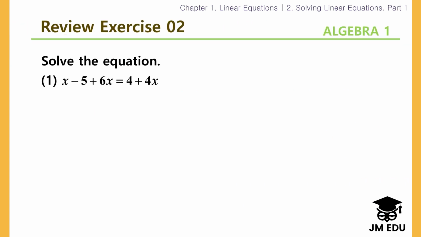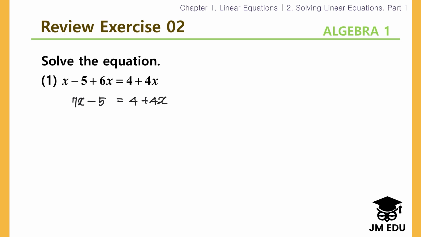Okay, review exercise number 2. We will deal with multi-step linear equations. For number 1, we have x minus 5 plus 6x is equal to 4 plus 4x. On the left hand side, we have like terms. We have 2 x terms. So we will simplify these 2 terms first. So x plus 6x, that's 7x, and we have minus 5 is equal to 4 plus 4x.